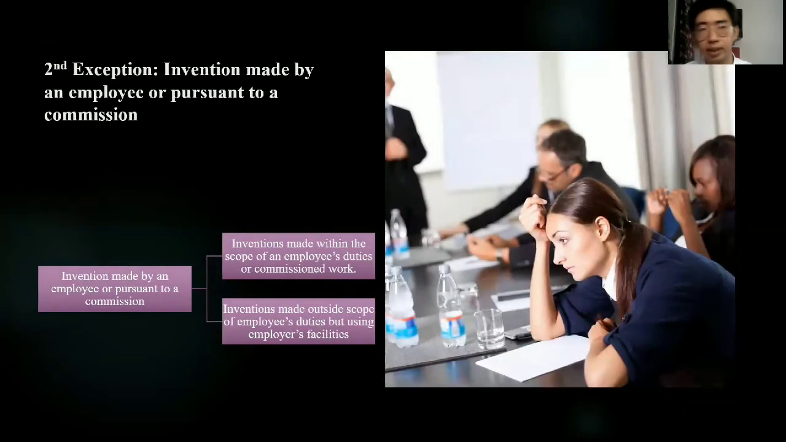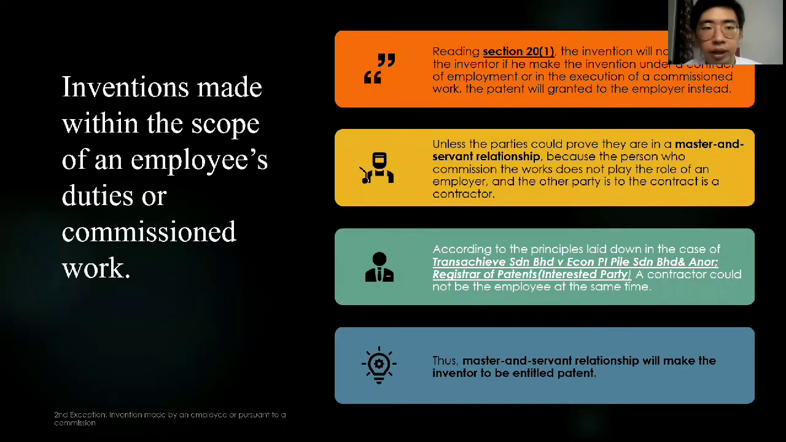Now moving on to the second exception. If there is an employee or a person under a commission, who makes an invention during his work, then instead the employee may not have the patent right over the invention. In this case, there are actually two circumstances to be discussed. One is the invention made within the scope of an employee's duty or commissioned work. So it means the duty of the employee is to make an invention.